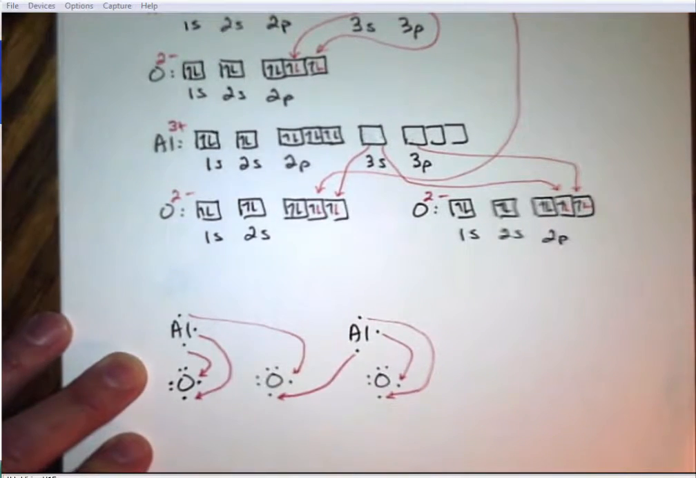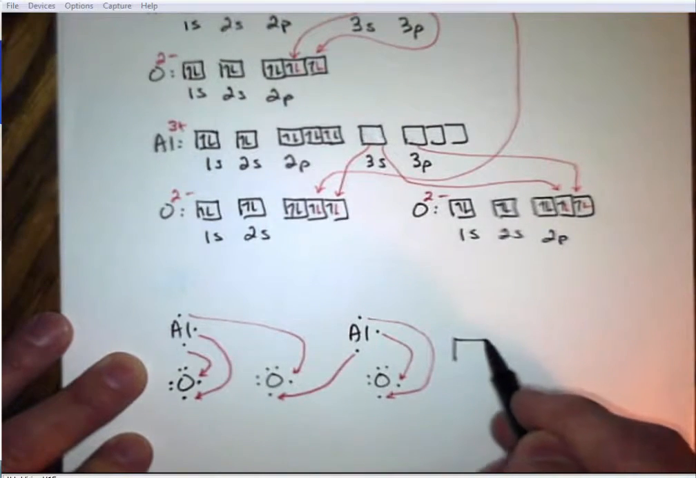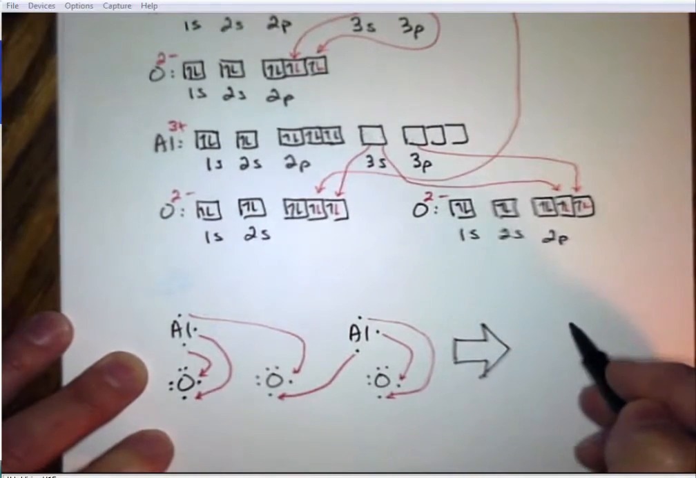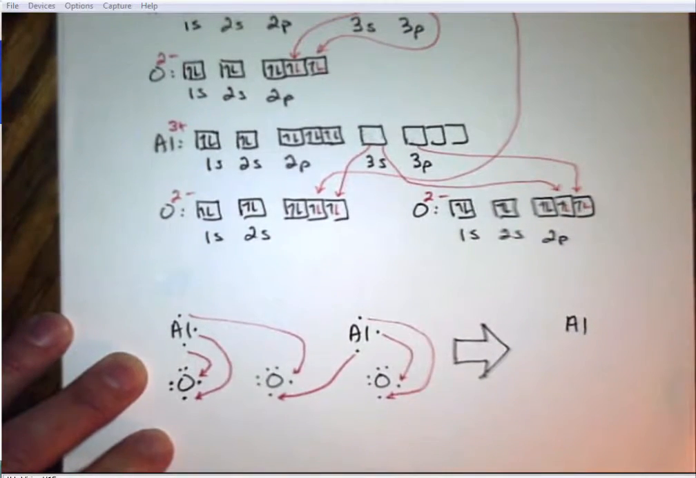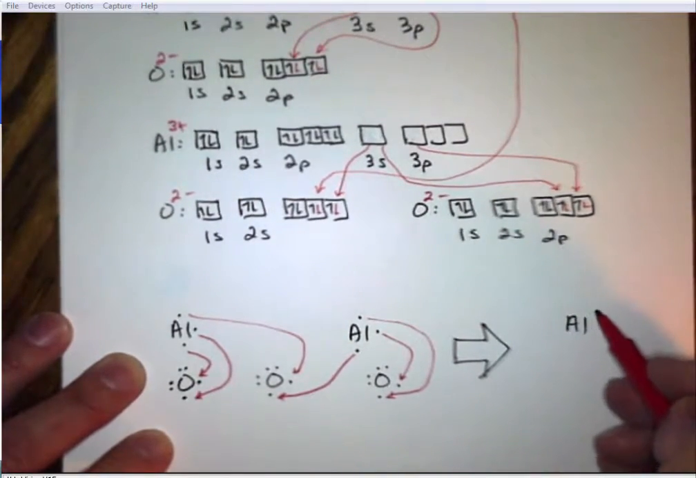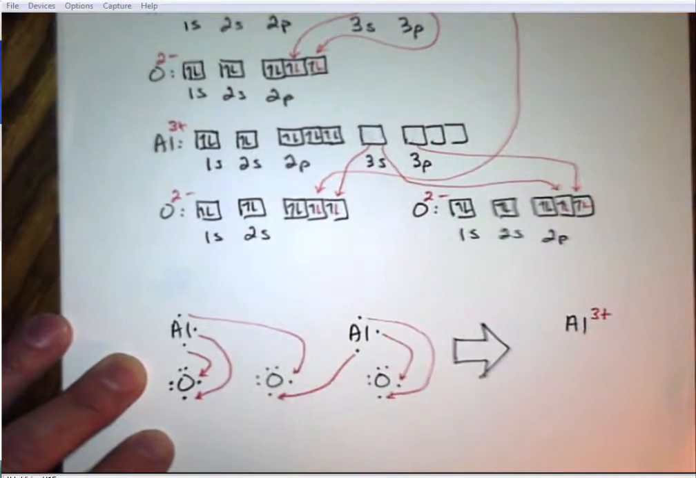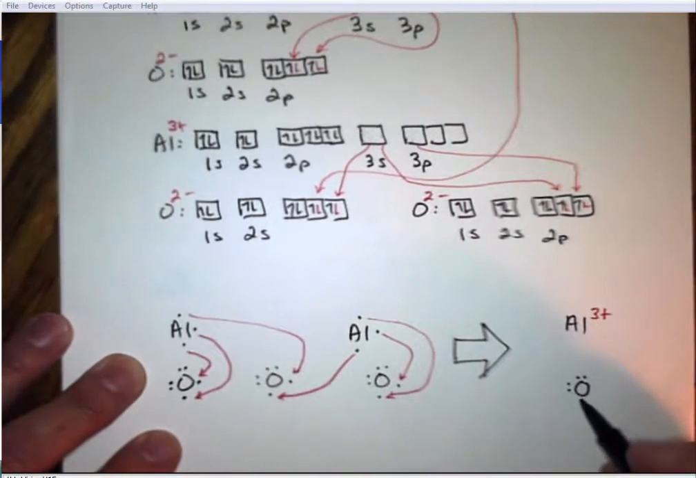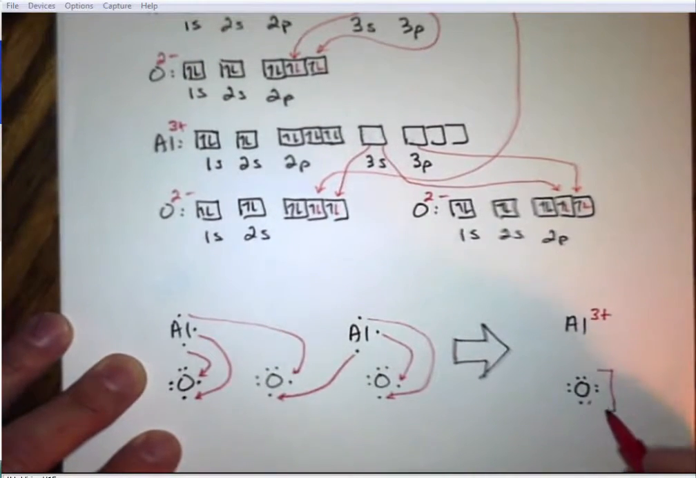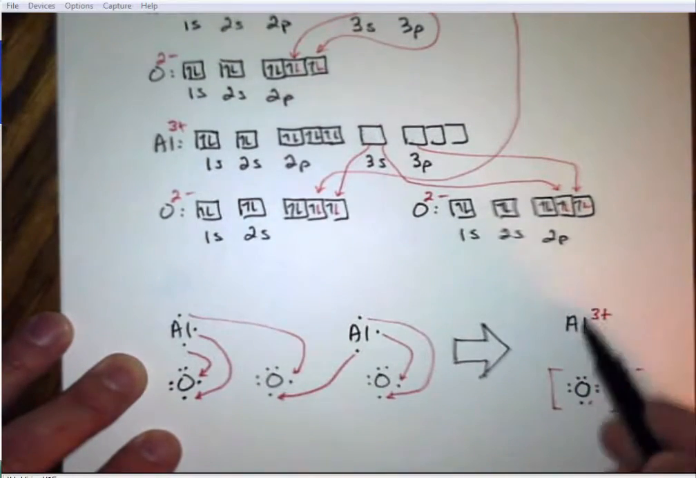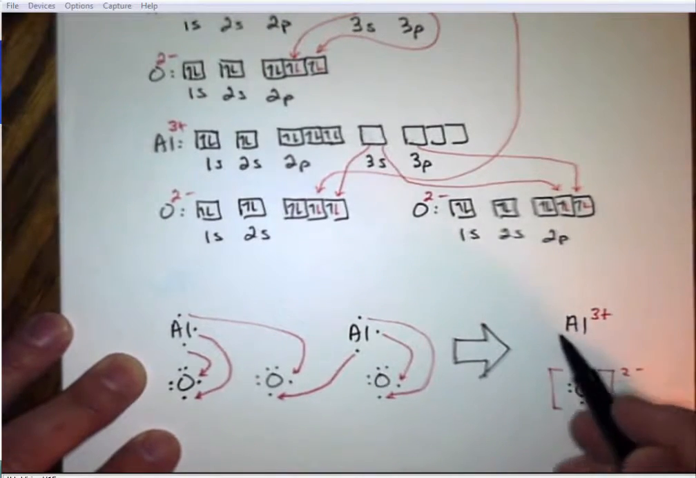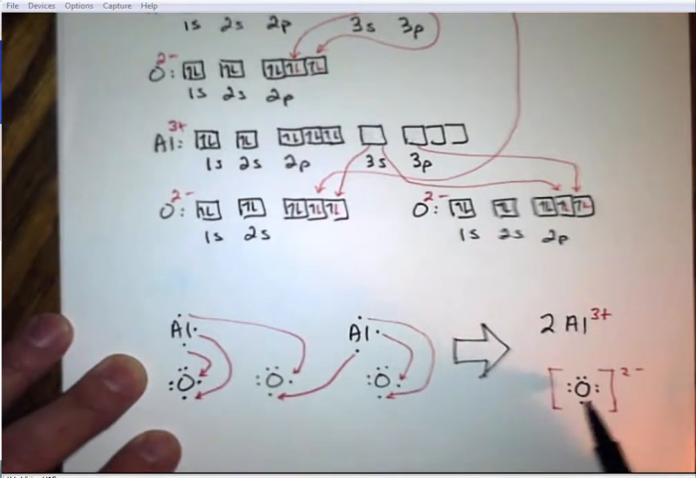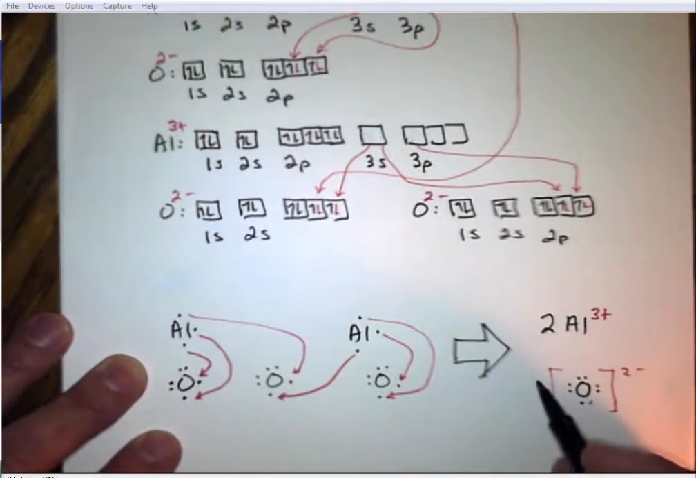The result then is that we have aluminum with no electron dots and a 3+ charge, because for each of those aluminums I got rid of 3 electrons, and the oxygens have 2 extra electrons, so they have now a 2 negative charge. I've got 2 aluminum, so I could write aluminum like this twice, or I could put a coefficient 2 here. I could write this symbol here 3 times, or I could just put a 3 here.